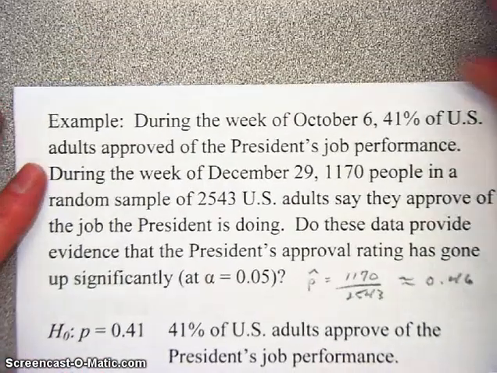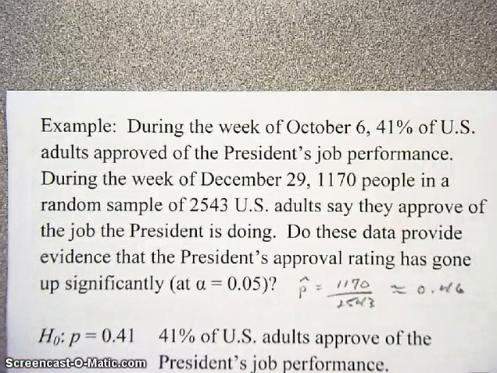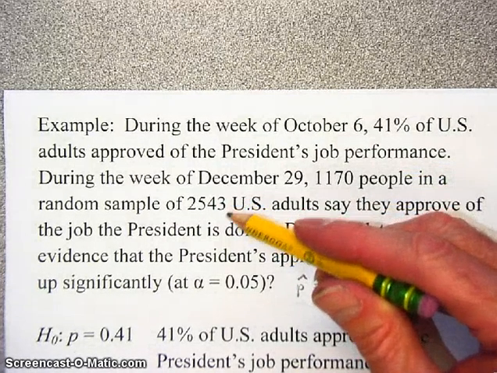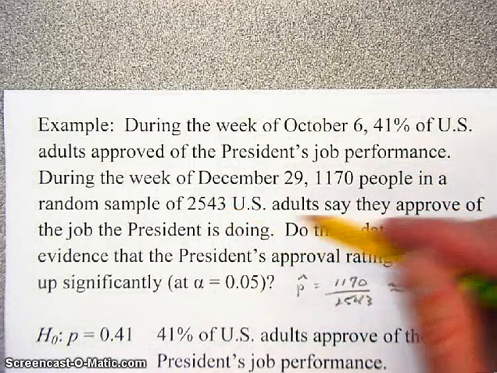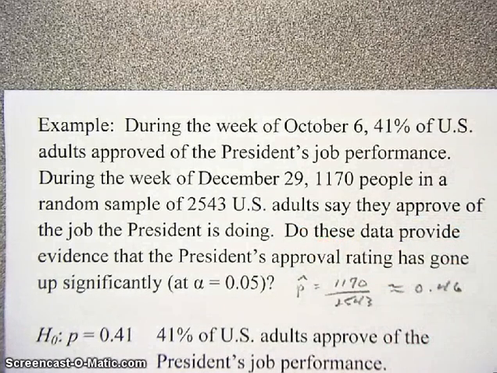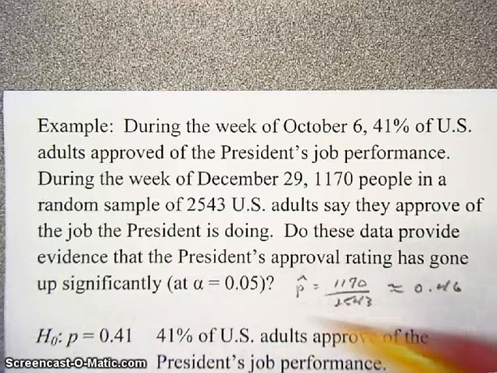So let's look at an example. During the week of October 6th, 41% of U.S. adults approved of the President's job performance. During the week of December 29th, 1,170 people in a random sample of 2,543 U.S. adults say they approve of the job the President is doing. Do these data provide evidence that the President's approval rating has gone up significantly at an alpha level of 0.05?